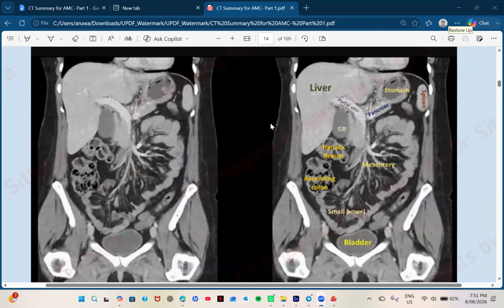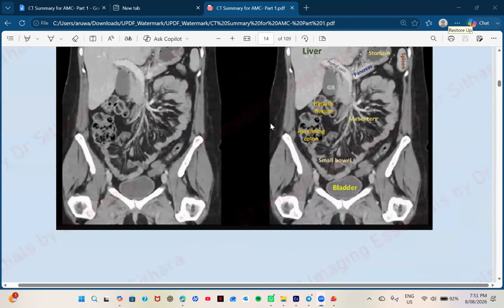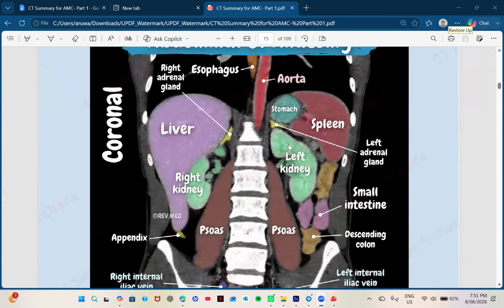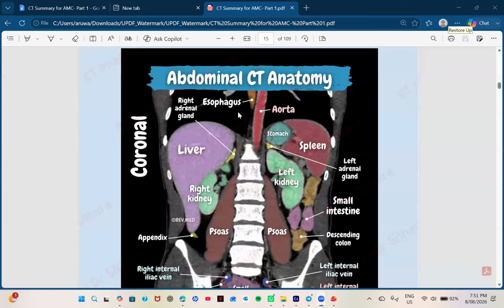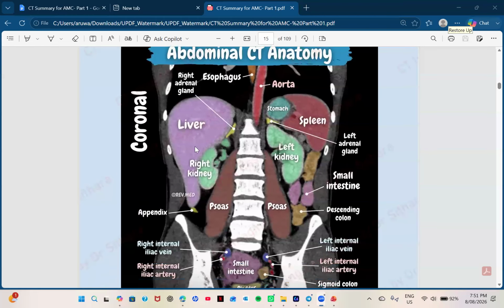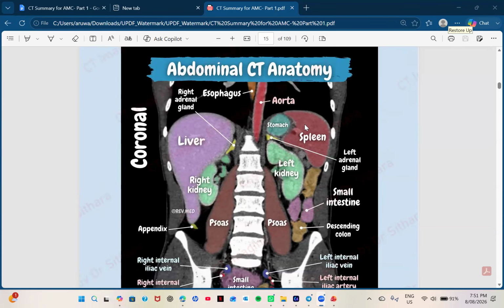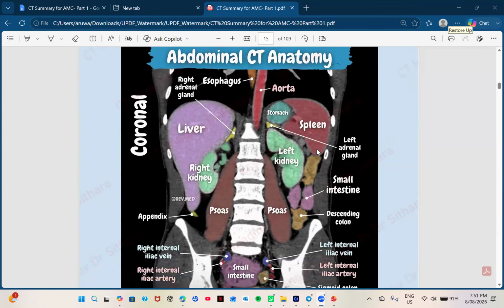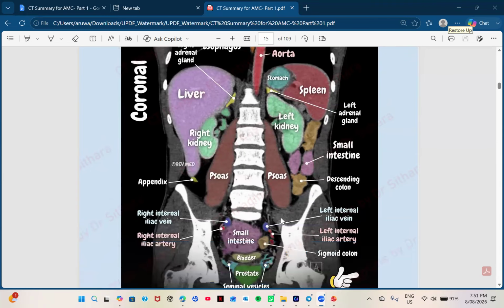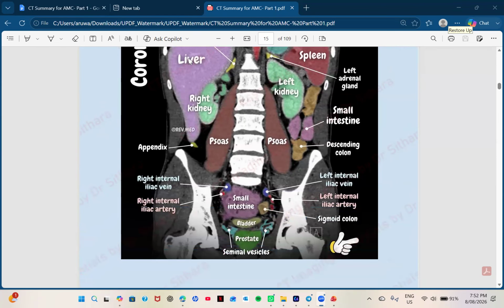Okay, so here, let's see this. I couldn't find... Oh no, this picture is better for the coronal view. Can you see the anterior posterior view? You can see the esophagus, aorta, and the liver. Under the liver you can see the right kidney and the psoas muscle. Both psoas muscles are very clear here. The left kidney, the stomach, and the spleen. And the small intestines, the descending colon here and here, and the appendix in this area.